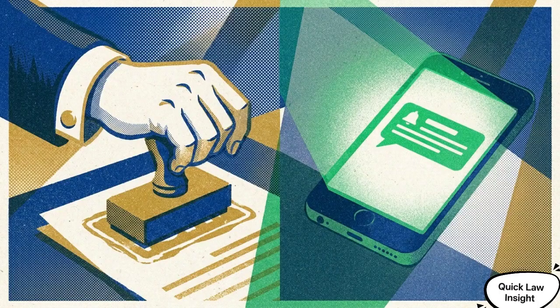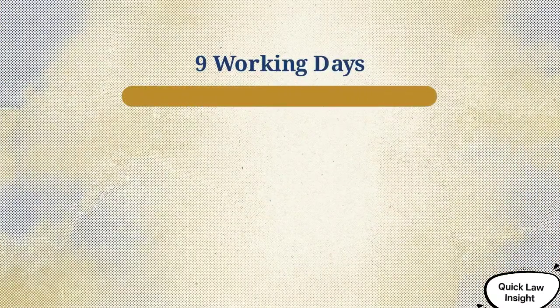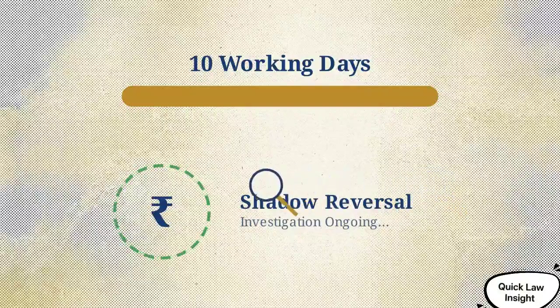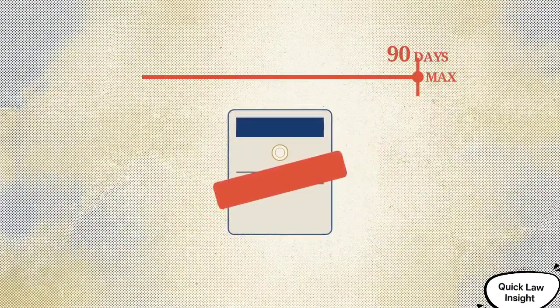Once the bank receives your formal complaint, RBI rules require them to perform a shadow reversal. They must temporarily credit the disputed amount back into your account within 10 working days while the investigation continues. The bank does not have indefinite time to investigate. They are capped at a maximum of 90 days to issue a final ruling on your case.